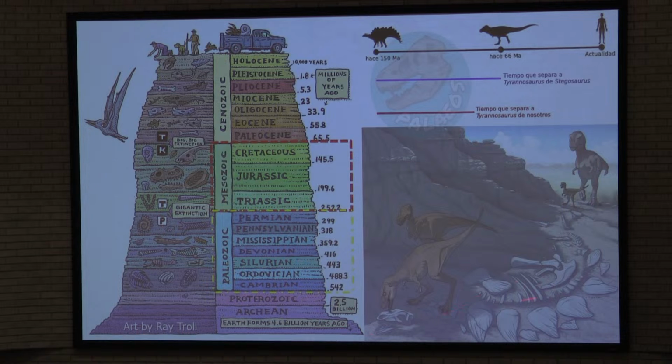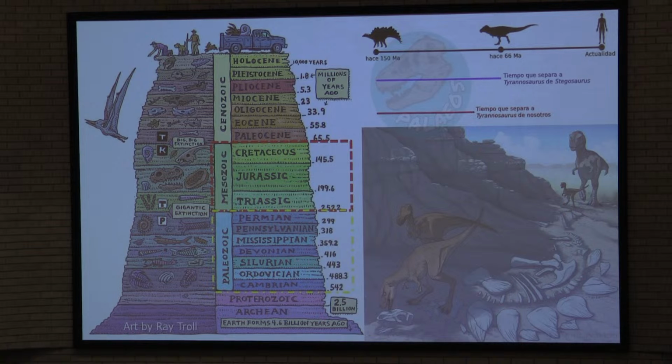So Stegosaurus lived 150 million years ago. Tyrannosaurus lived around 65 million years ago. By the time Tyrannosaurus rex was alive, Stegosaurus had been a fossil for a long time. And there's more time between Stegosaurus and Tyrannosaurus rex than there is between Tyrannosaurus rex and us and our iPhones.